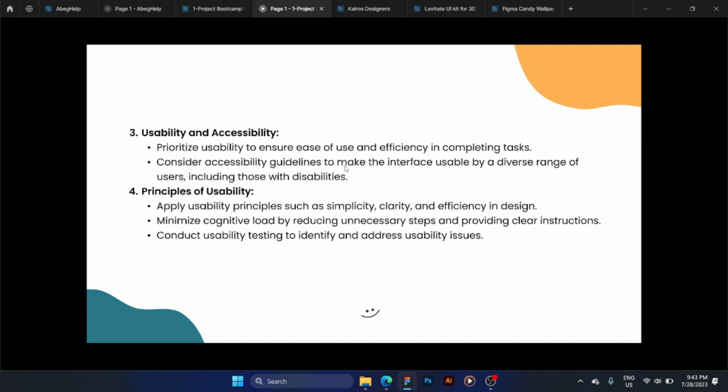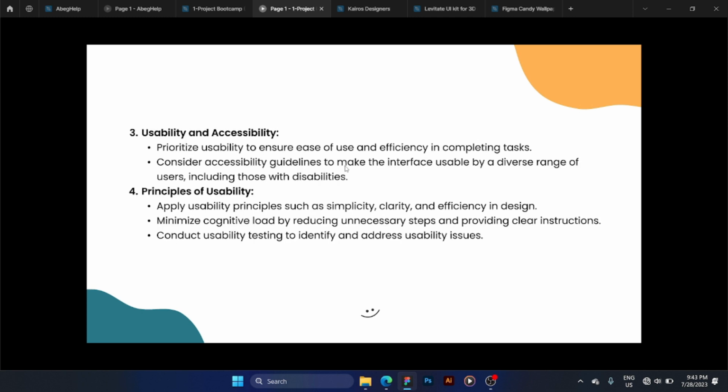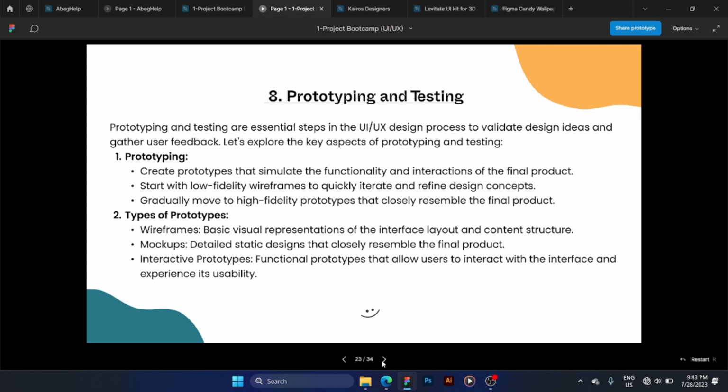Moving on, let's do a quick recap as usual. So under interaction design, we looked at designing meaningful interaction, responsive user interface, and usability and accessibility. And then the fourth one is principles of usability. All right. So the eighth point that we'll be looking at is prototyping and testing.